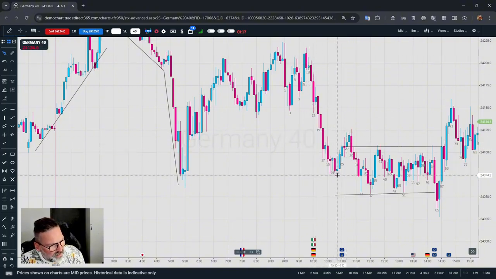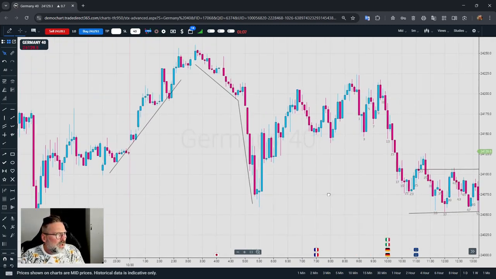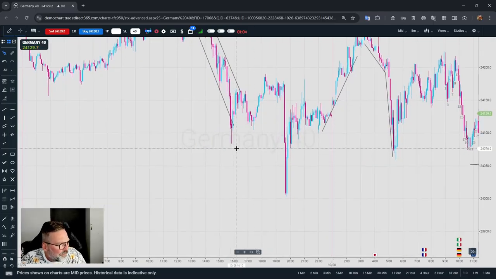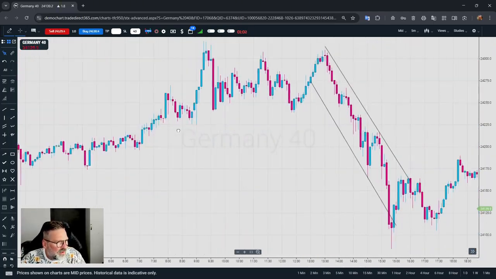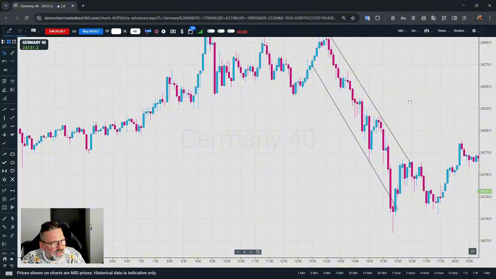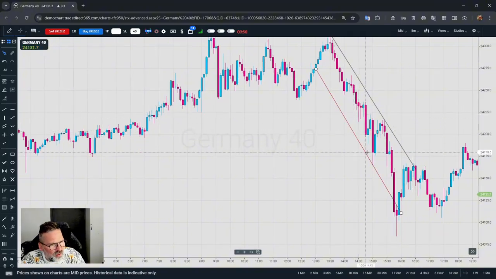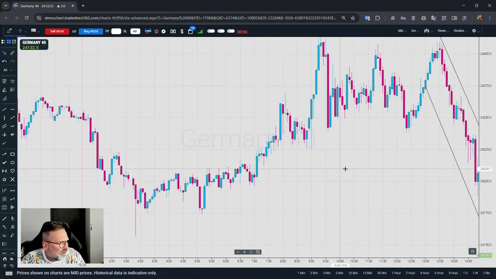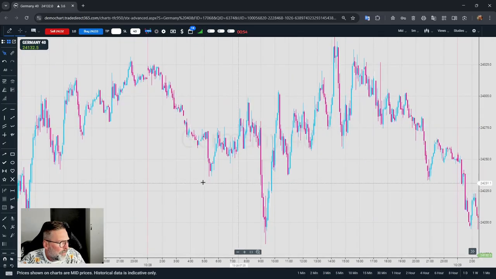But this was just what we call a pullback. Or the market pulls back a little bit, and then resumes. Yeah? Usually a trend has pullbacks in it. Sometimes we call that also legs. Let's see where we have a good example.